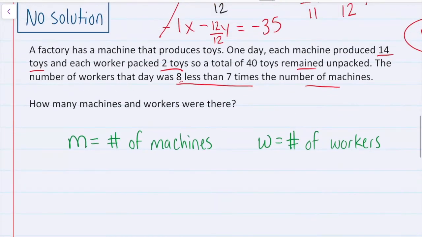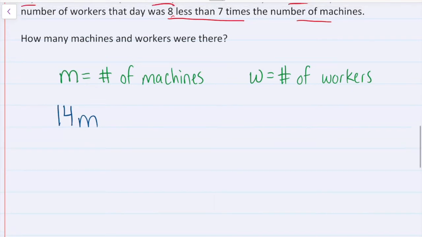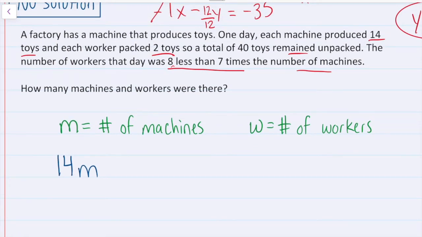We know that no matter how many machines there are, each one produces 14 toys. So could I say it's just 14 times M? Because M is the number of machines. If there's 2 machines, 2 times 14 will give me the number of toys. Now, here's where it gets interesting. The workers, do they produce toys? No, they pack the toys.